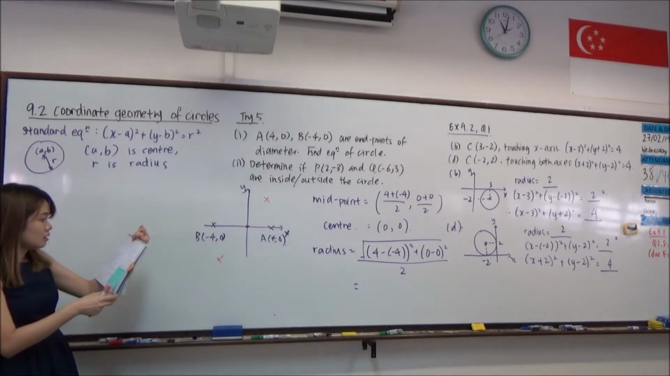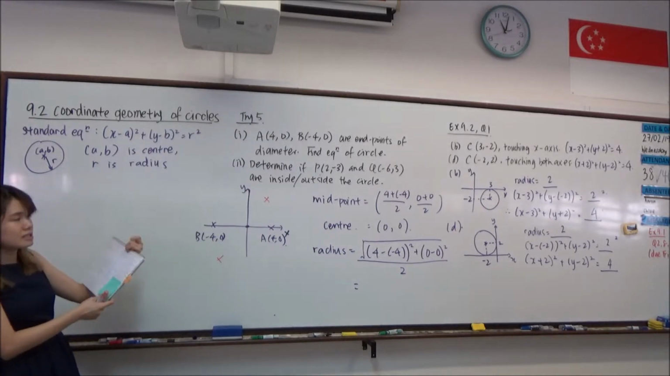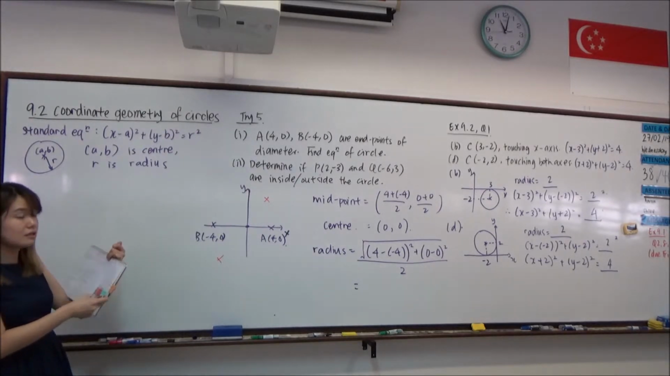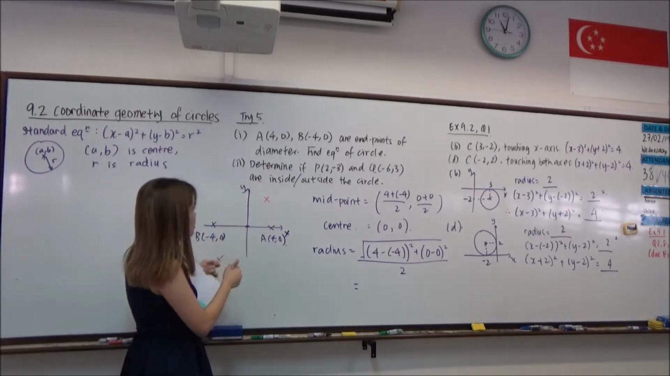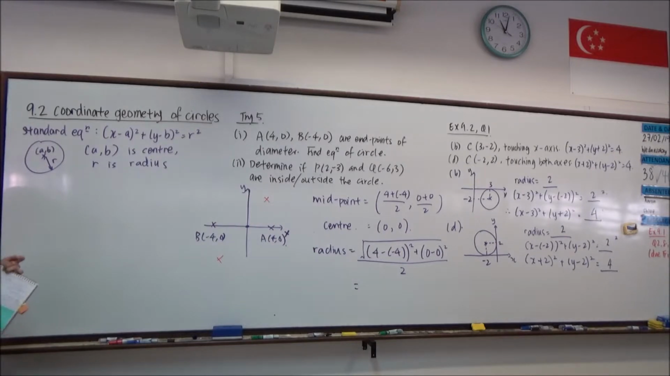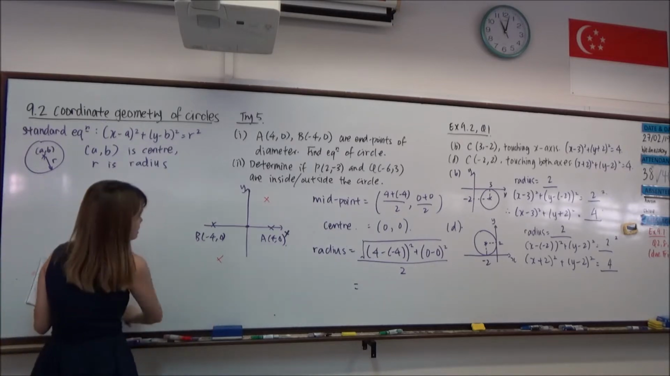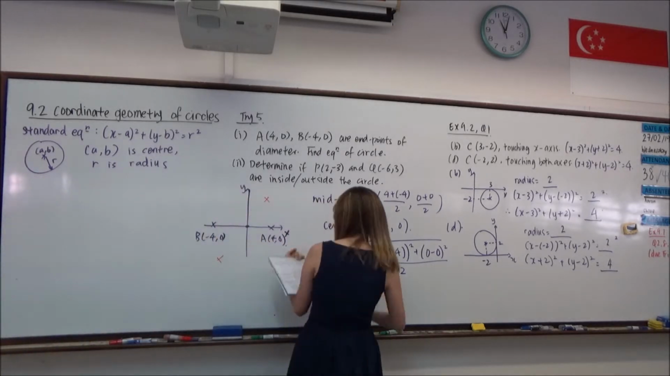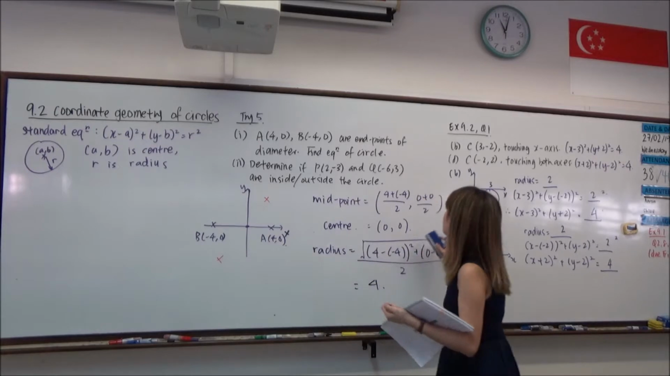Because the question doesn't state the diameter, it will be the same diameter in this case. Right? They are from the same diameter, okay? So therefore, having different points of the diameter also doesn't affect the answer. Okay, so anyway, going back to this, the radius will still give you 4. So therefore we can get the equation.